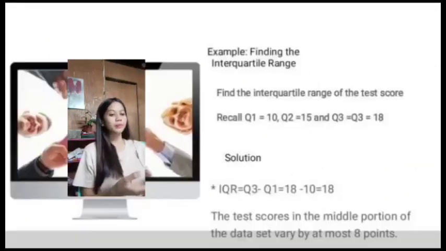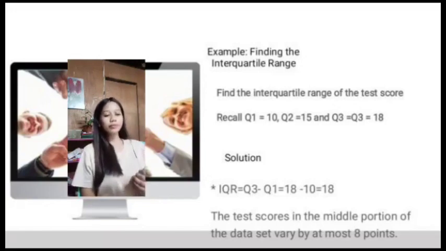So we are using the first example again. In the last example here, Q1 was 10, Q2 was 15, Q3 was 18. Now if they ask you to find the interquartile range for this data set, it will be 18 minus 10, that is Q3 minus Q1. So we have 18 minus 10, which is 8.